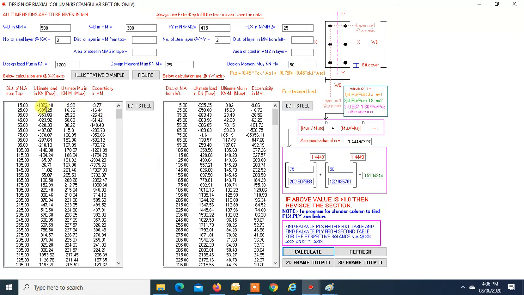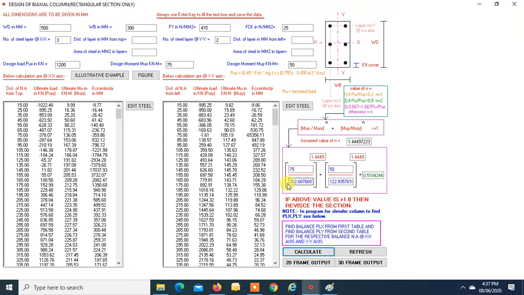This table shows the complete analysis of the section, with analysis about the x-axis and analysis about the y-axis. This is about the major axis and this is about the minor axis, right? MUX is known, 75, MUY is known, 50, and alpha we found as 1.449.